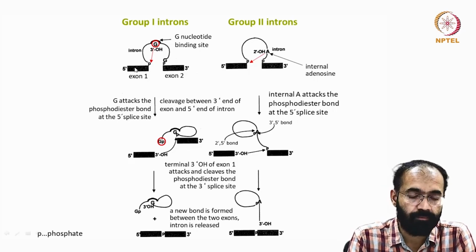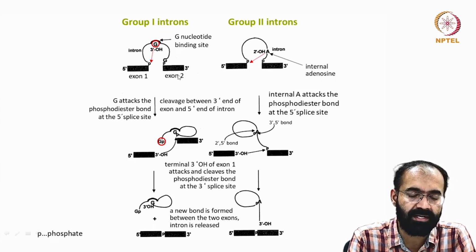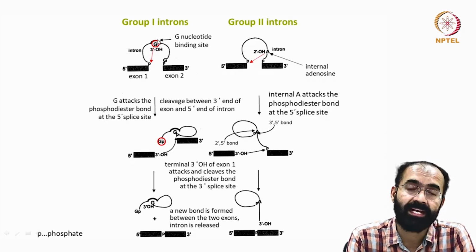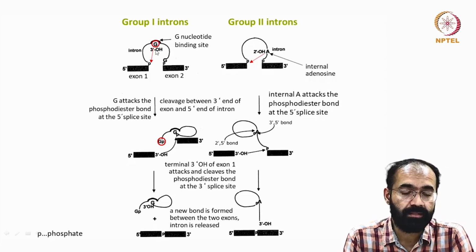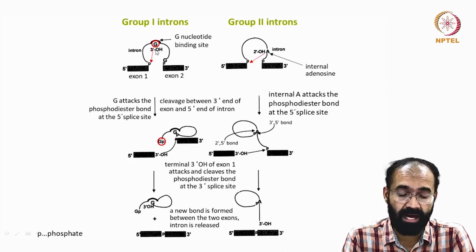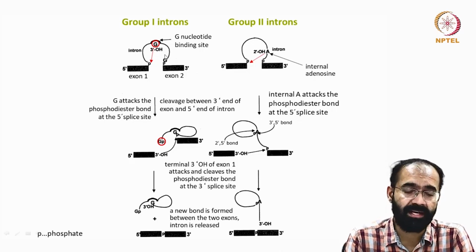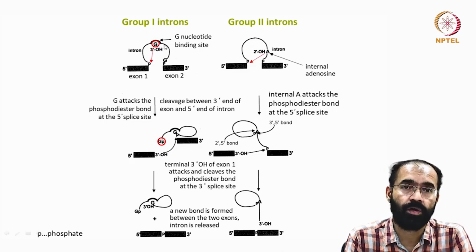Group 1 intron, what happens? It recruits a guanosine into one of the branches of the intron. The line you are seeing is an intron, and the black boxes are exon 1 and exon 2. So this recruited extra guanosine has two free hydroxyl groups, one on the 2' and another on the 3' carbon. Both of them have a hydroxyl group. In this case, the 3' OH, remember, is not part of this intron. It is a recruited guanosine from the outside.